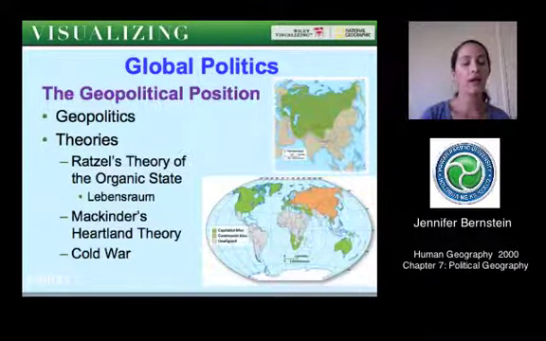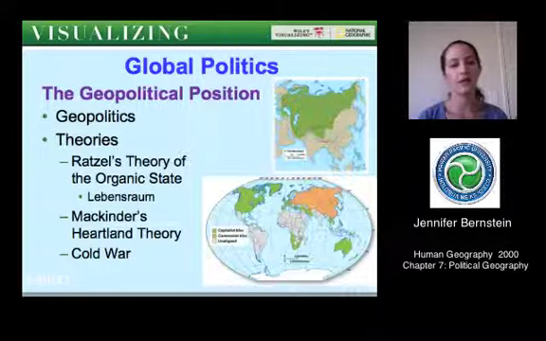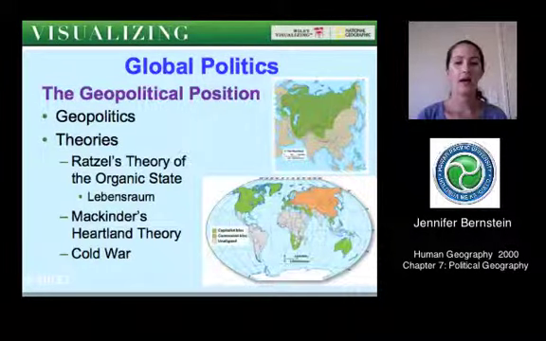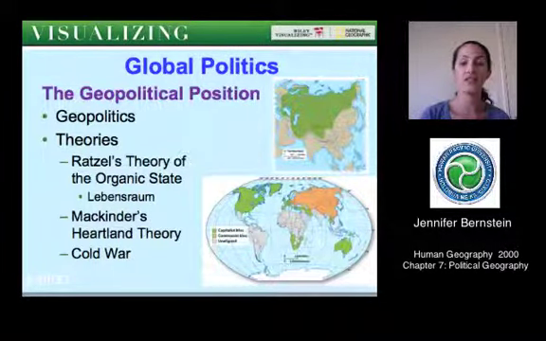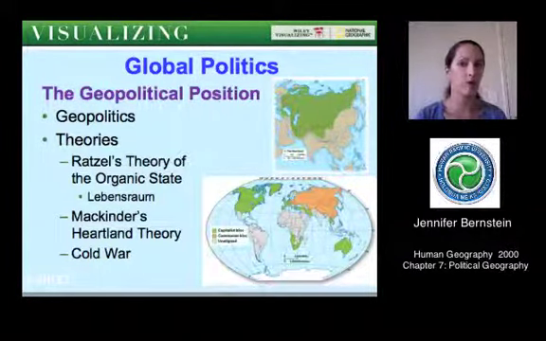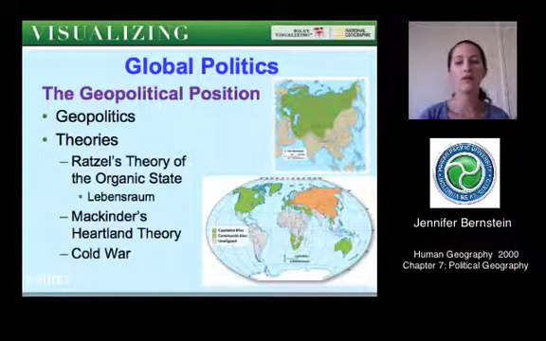So the Cold War, this basically describes the hostility and the rivalry between the US and the Soviet Union that occurred between the mid-1940s and the 1980s. Basically the countries were engaged in a nuclear weapons race. This created a bipolar world that was divided into two opposing groups. And it was strongly influenced by the idea that if one country became communist, other countries would follow, called the domino theory.